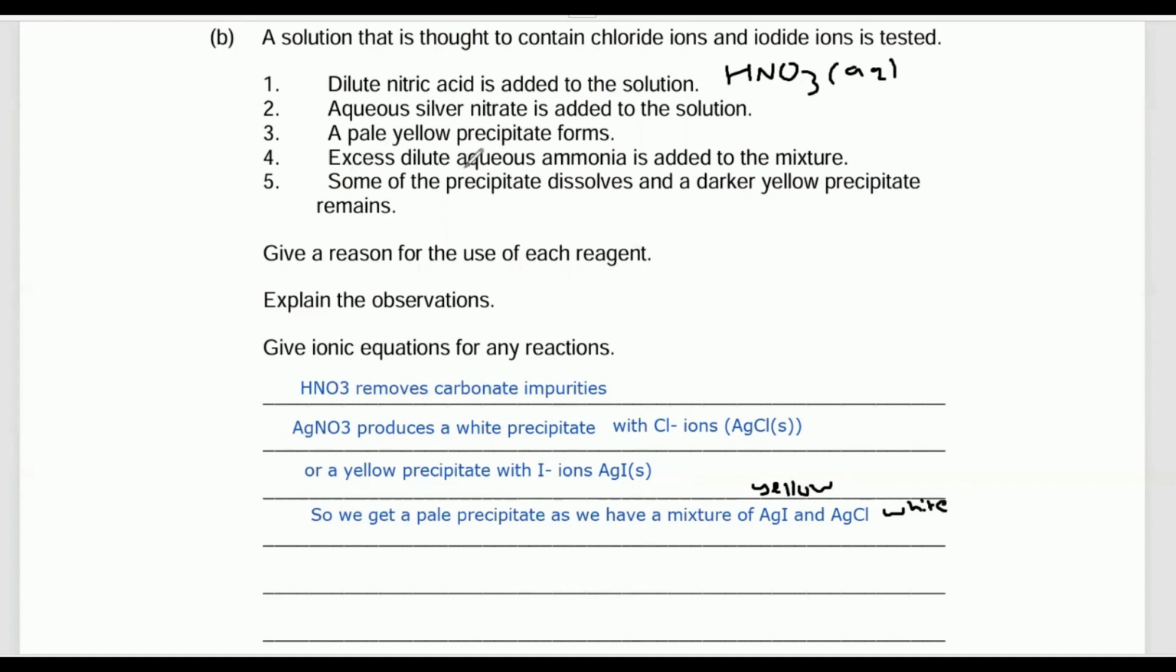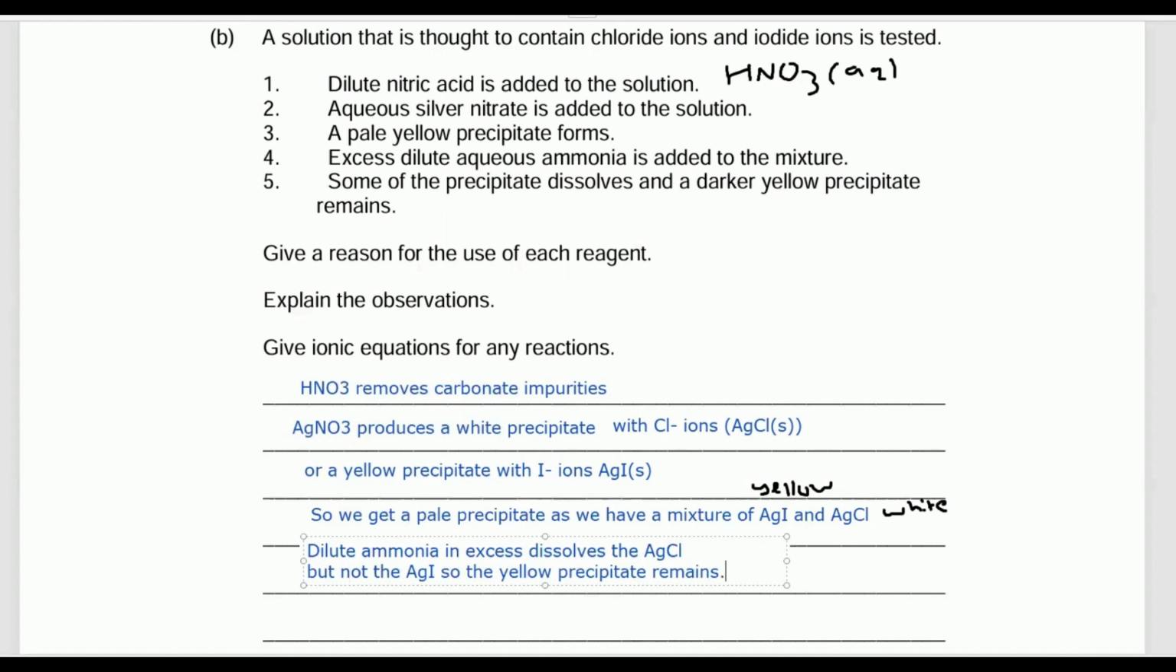Now, what happens next? The excess dilute ammonia is added to the mixture. Dilute ammonia in excess dissolves the silver chloride, but not the silver iodide. So the yellow precipitate remains. That's why it goes a darker yellow, because the yellow precipitate remains, whereas the white precipitate has dissolved.